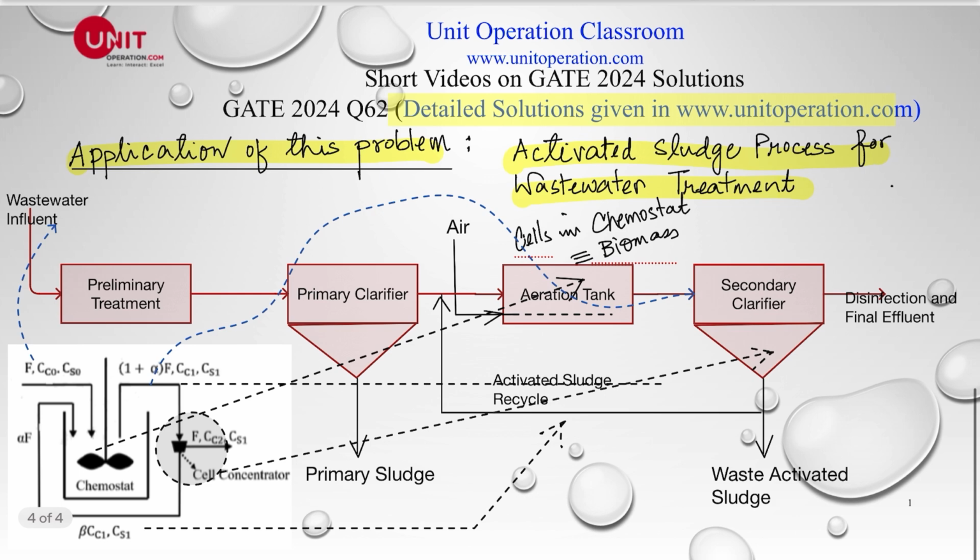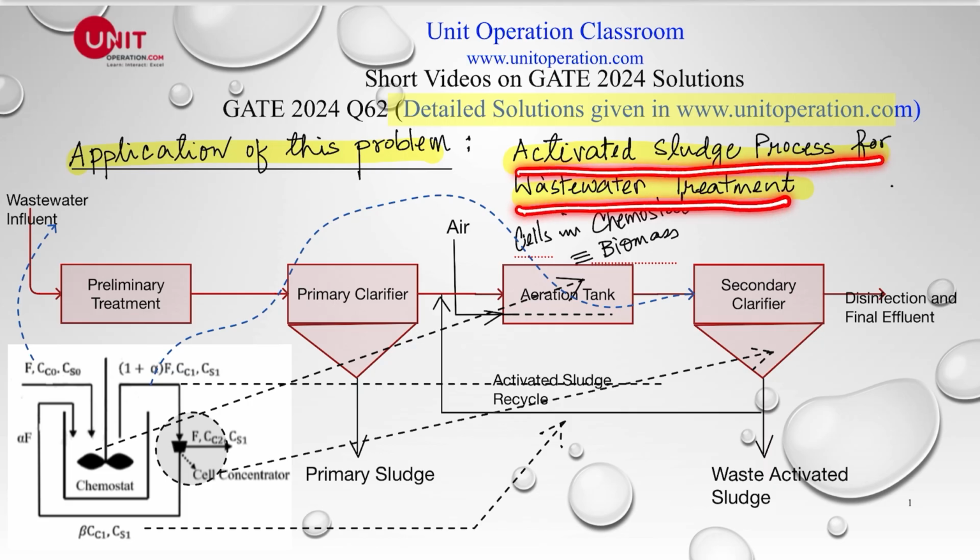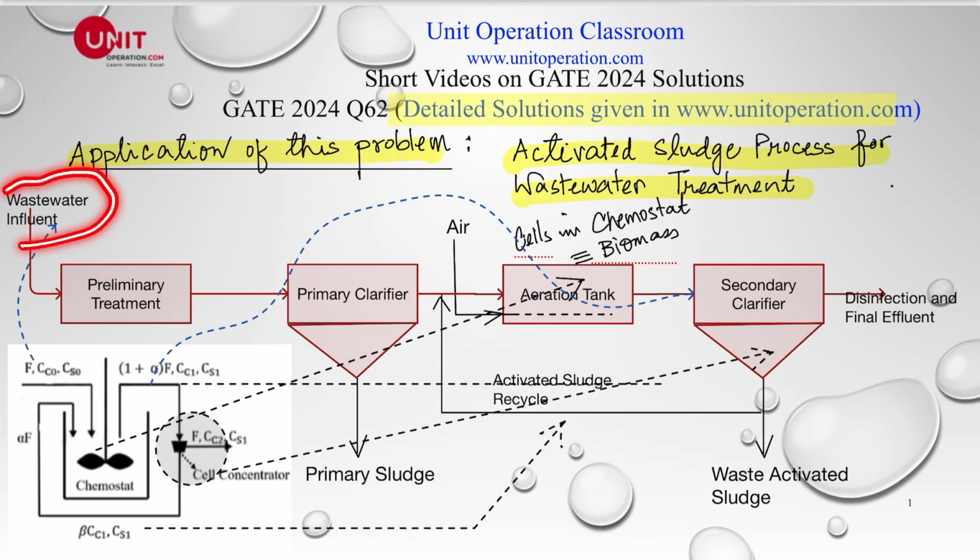Now let's quickly look into the application of this problem. This problem is symbolic, or it is a very good example of a very important process in chemical process industries. We know that the activated sludge process is very widely used in different process industries. So let's say this is a wastewater influent coming in. There's a preliminary treatment, where particles, grit, etc., are removed first, and then it goes to a primary clarifier. And from the primary clarifier, of course, some primary sludge is taken out.